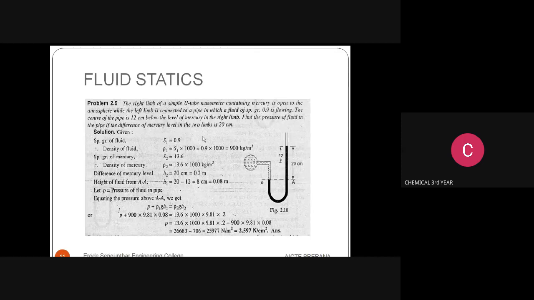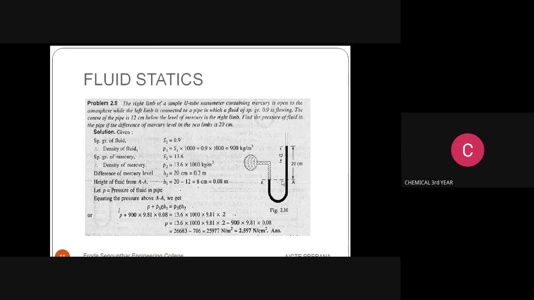What is the specific gravity of mercury? So that is S2, 13.6. So based on that, you can calculate the density of the mercury. So that is 13.6 into 1000. So what is the difference of mercury level? That is 20 centimeter. That is given. So you can take it as H2. So that is 20 centimeter, which is nothing but 0.2 meters.